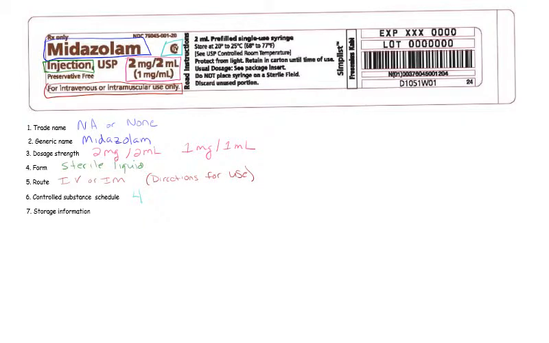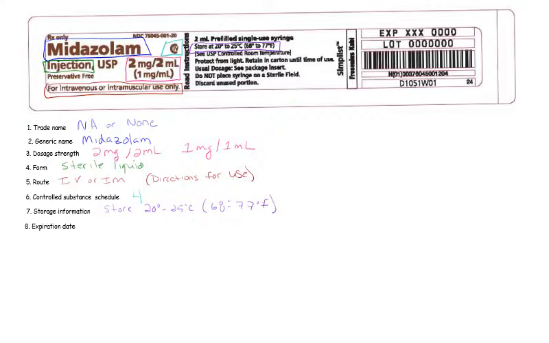The storage information is also important to note. If it is not stored properly, it can ruin the potency of the medication. This medication needs to be stored at 20 to 25 degrees centigrade or 68 to 77 degrees Fahrenheit.